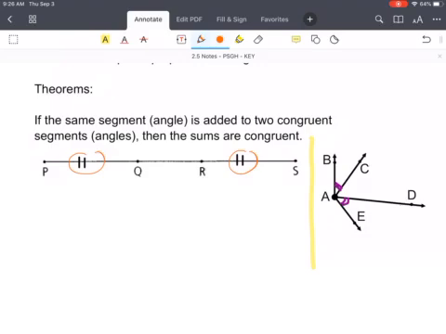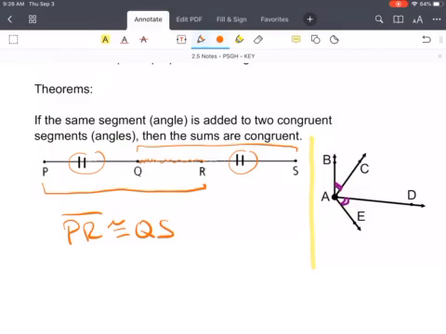There are other segments that I can say are congruent because there are segments that share the overlap of QR. So I could say that PR is congruent to QS as well, because the smaller segments were congruent and they have an overlap there. So it doesn't matter how long QR is, if I'm adding the same thing, then the bigger ones are going to be congruent as well.